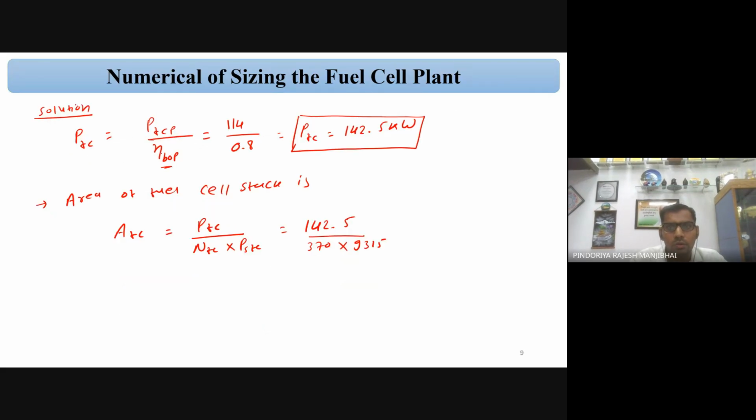Okay, so what is the answer? So what is the area? Yes, anybody? What is the area? So this is the kW. Okay, so what is the area, AFC? For my calculation, 142.5 kW divided by 370 into 9315 watt. So that is around 0.0413 meter square.